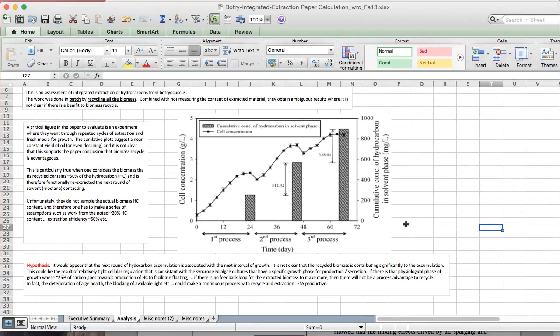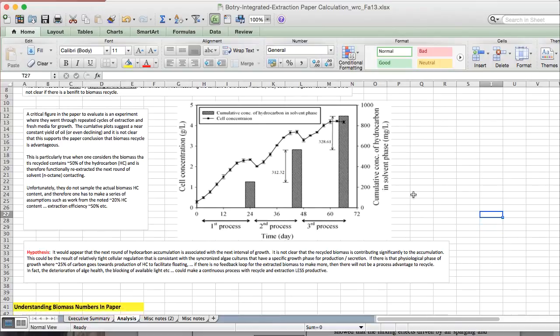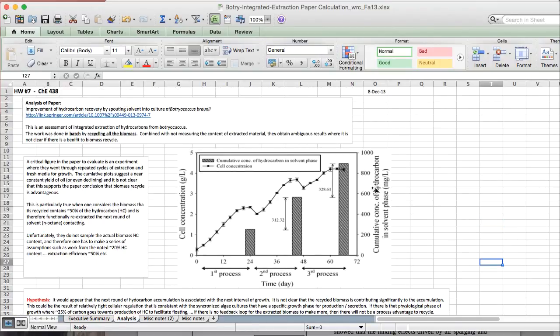So that's it. That gives you an idea. This will be posted on a website, botricakis.org. And what we'll be doing is giving a series of additional papers that we would like to do some of this type of analysis on, where you will have to digitize the data, get numbers from it, and then from that do some calculations to get used to this idea of calculating productivities on a volumetric basis, on a specific basis, as well as doing calculations of yield as well.